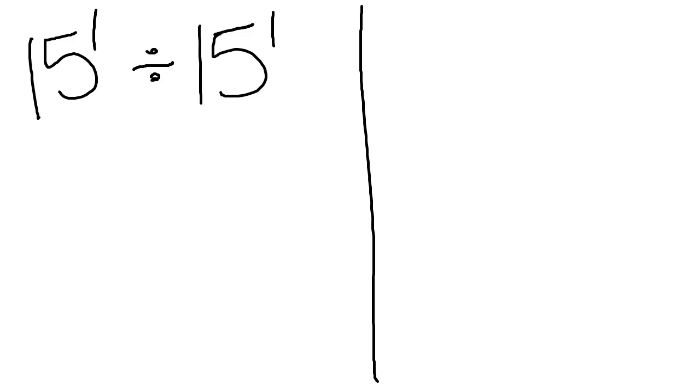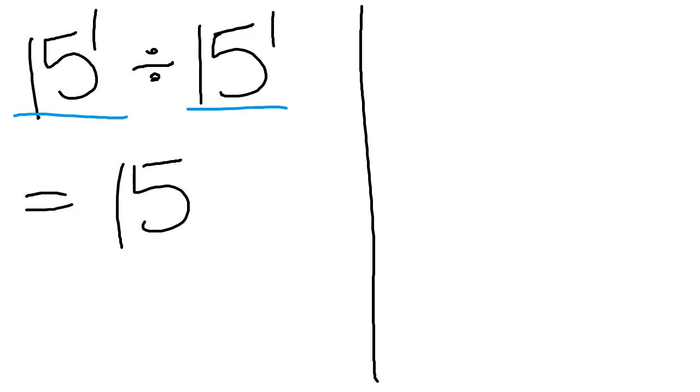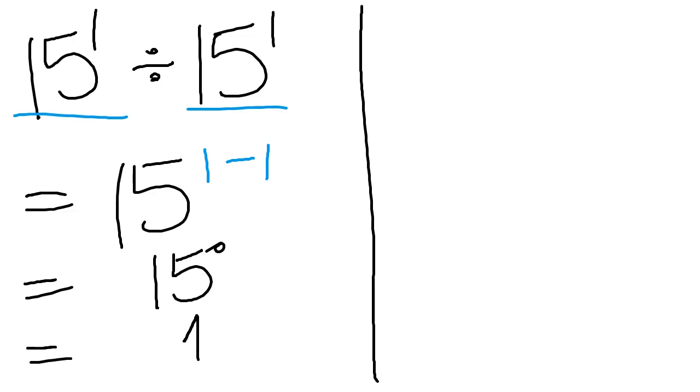What if we had something like 15 exponent 1 divided by 15 exponent 1? Well, because they have the same base, our final answer will have a base of 15, and our exponents will be subtracted. So 15 exponent 1 minus 1 is the same thing as 15 exponent 0. And we know that anything exponent 0 is equal to 1. So our final answer for this would be 1.